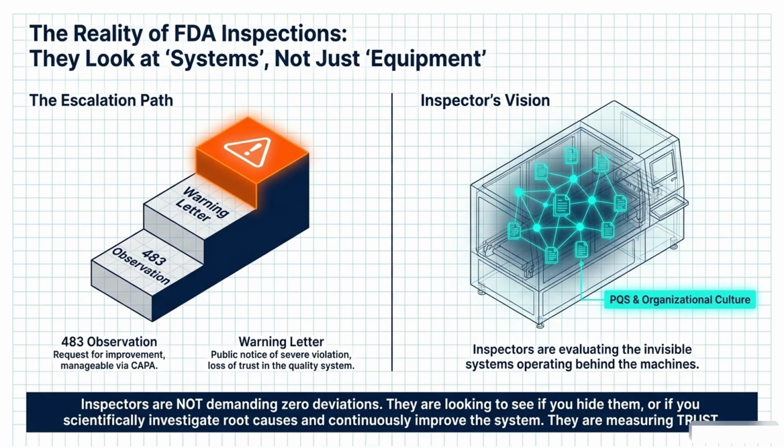Slide 13, the reality of FDA inspections. When FDA inspectors arrive, they don't just look at your equipment. They look at the invisible PQS and organizational culture operating behind the machines. Inspectors are not demanding 0 deviations. Instead, they are measuring trust. They want to see if you hide problems or if you scientifically investigate root causes and continuously improve the system. If a company fails to properly address a 483 observation, it can escalate to a public warning letter, which represents a severe loss of trust in the quality system.